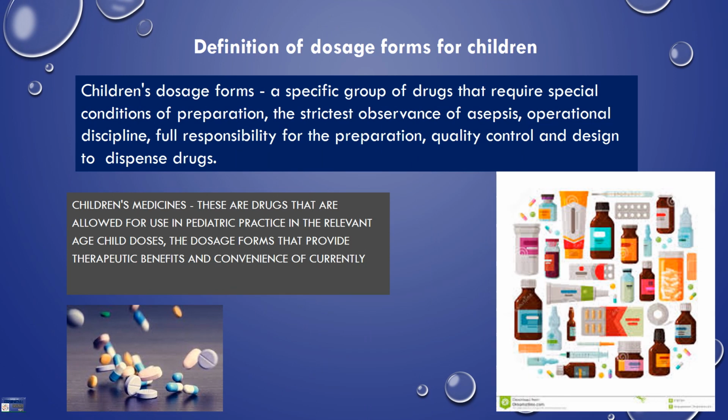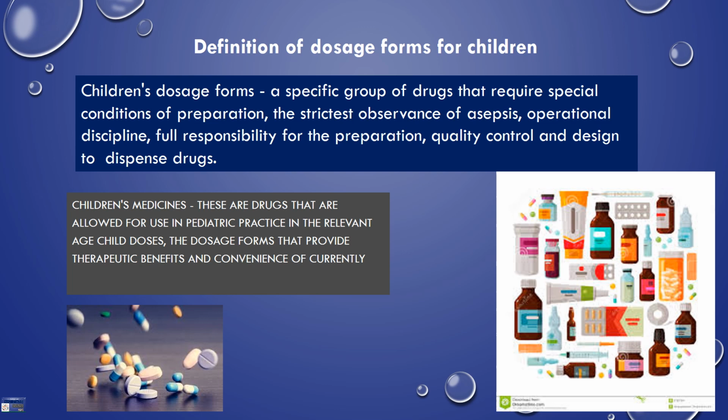Dosage forms for children include medicine in the appropriate age dosage with a correct taste, the necessary effectiveness of the action, and convenient packaging for use. So children's medicines are allowed for use in pediatric practice in the relevant age child doses, the dosage forms that provide therapeutic benefits and convenience. Currently, the manufacture of dosage forms for children in developed countries is carried out by dozens of firms, and their nomenclature in the pharmaceutical practice of individual states has reached hundreds of names.